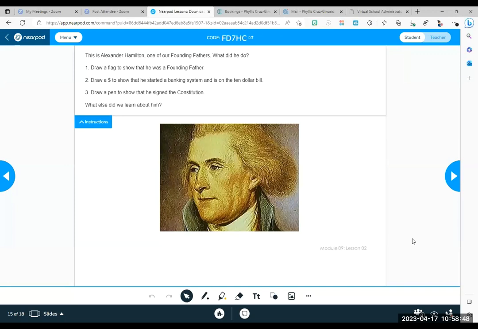Then draw a pen with a feather on the end. Remember how they used to have those old-fashioned quill pens with the feather? To show that he was one of our founding fathers, one of the first people that signed the Constitution into law.